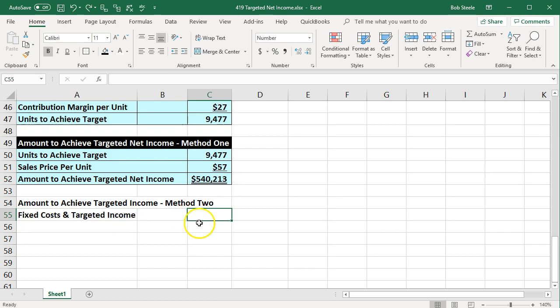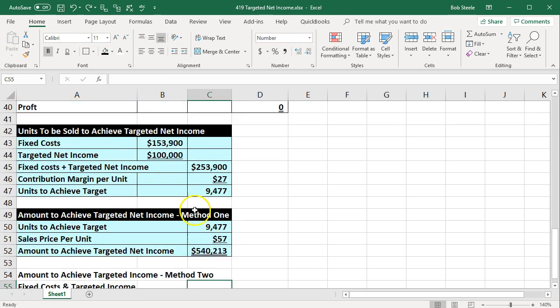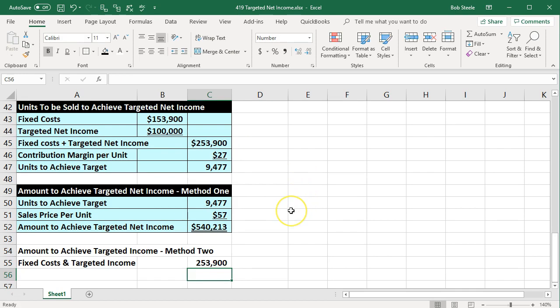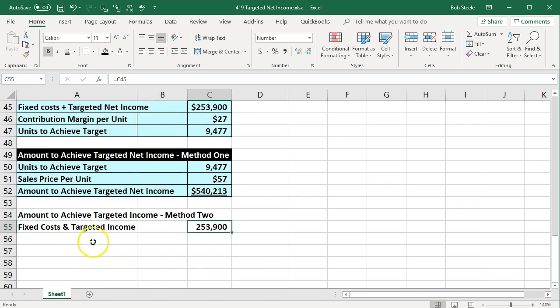So we're going to say fixed cost and targeted income. So that's what we calculated up top, fixed cost and targeted income. So we're going to say that's going to equal the 253,900. And if we just had a problem that didn't give us all of the information, they would give us basically this number, and then possibly the contribution margin ratio. And so we'd have to take, okay, the fixed cost plus the targeted net income is this number, and then we need the contribution margin ratio.